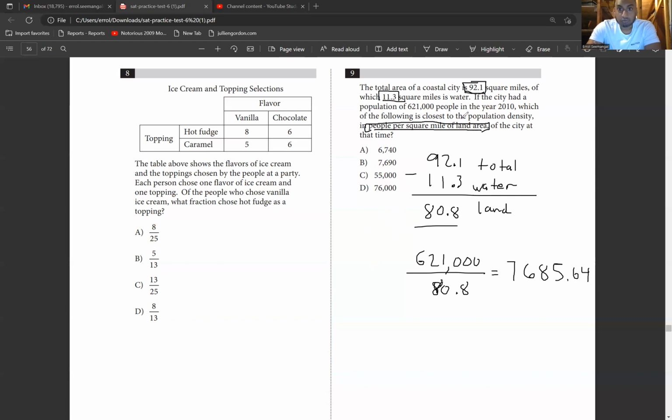Which of the following is closest? So it says closest, so it looks like it's D. You mean B? Oh, my bad. Which of the following is closest to the population density in people per square mile of land area? Sorry, B, yeah.